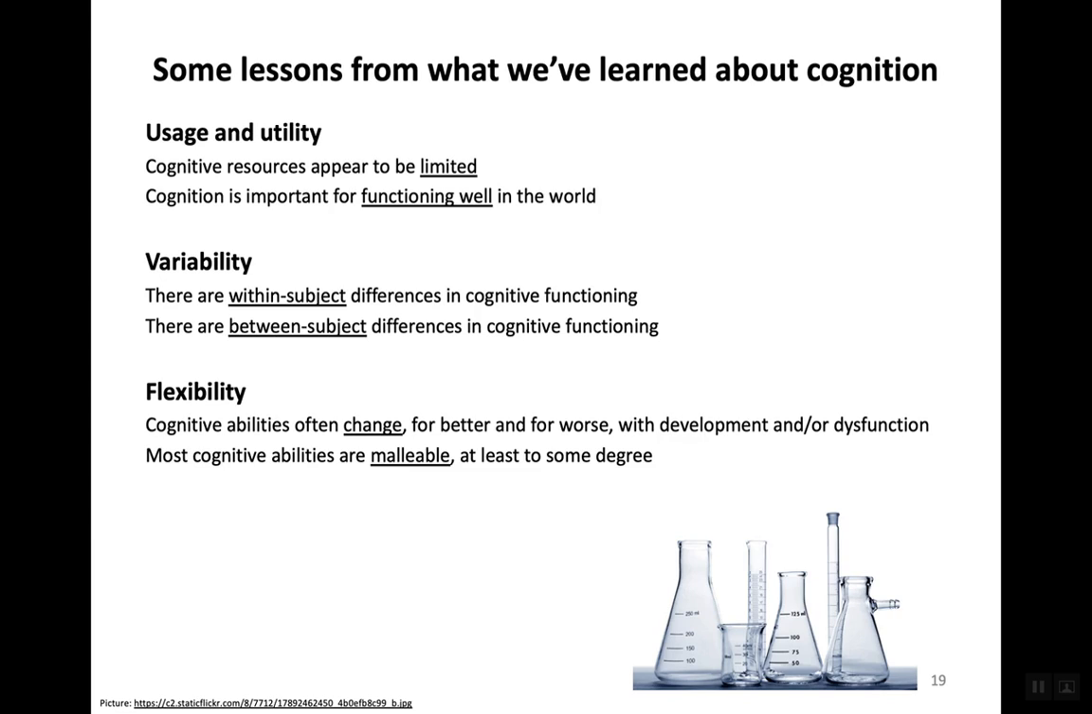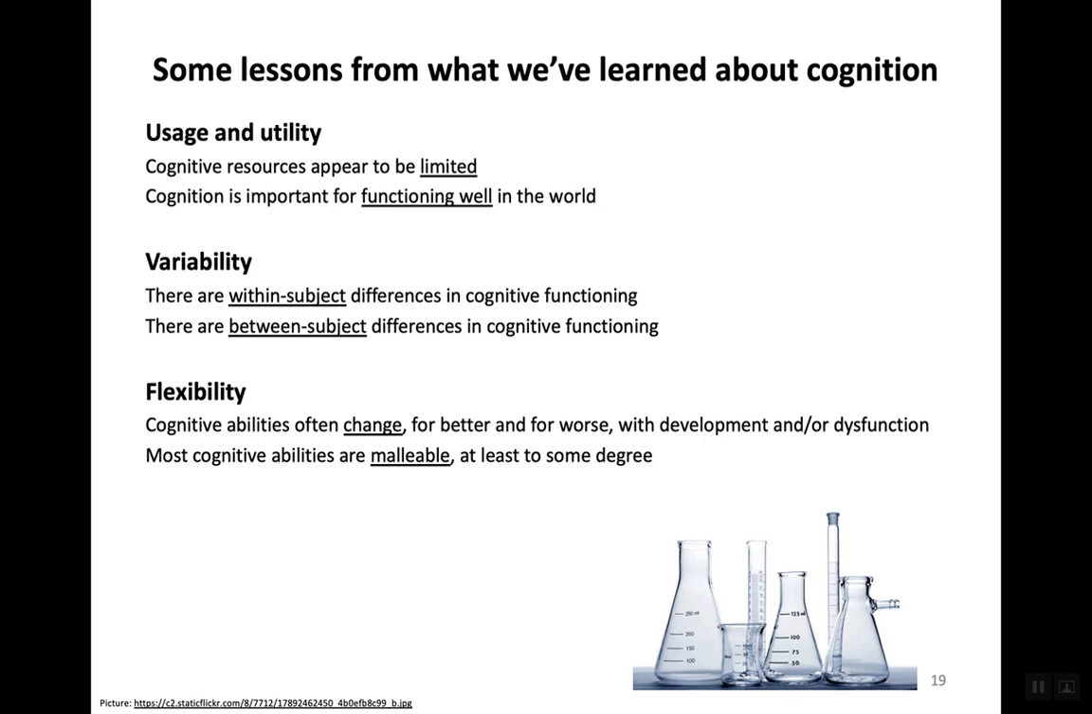Variability is accompanied by flexibility. And again, it should come as no surprise that cognitive abilities change, sometimes for better, sometimes for worse. This happens as we develop, as we mature, and also as we age. It can also happen with the arrival of dysfunction or of an accident. You have a concussion, perhaps your memory and your decision-making abilities become slightly worse for a while, but over time, and possibly with therapy and treatment, you can regain those cognitive abilities.